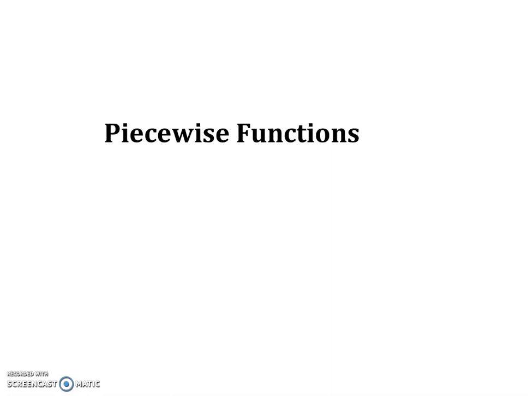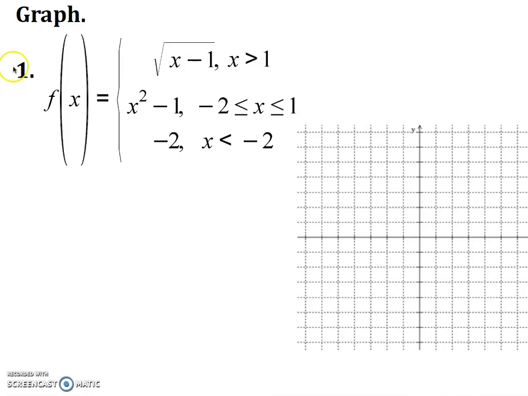Today we're going to graph piecewise functions and evaluate them for specific x values. So looking at our first example, we have f of x equals the square root of x. Okay, and remember square root, that just makes, I call it a little check. It's like half of a sideways parabola shape. And we're going to graph this when x is greater than 1.